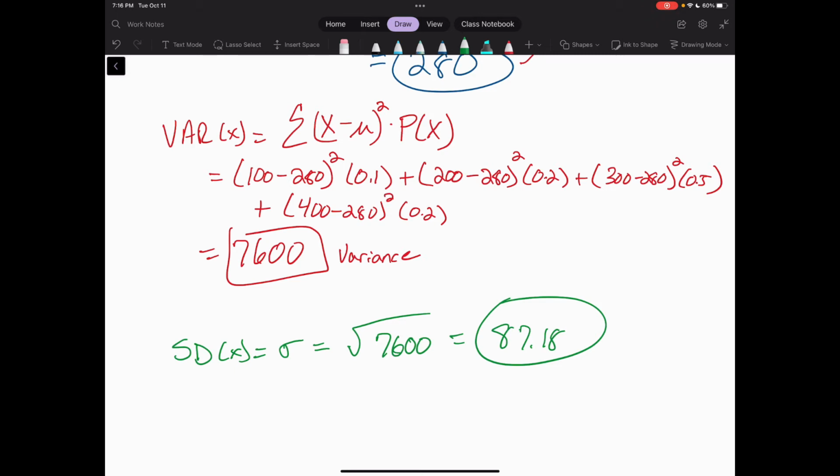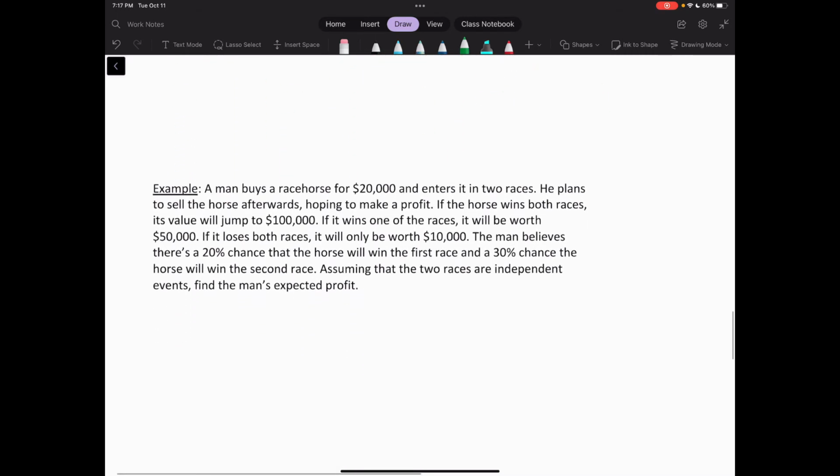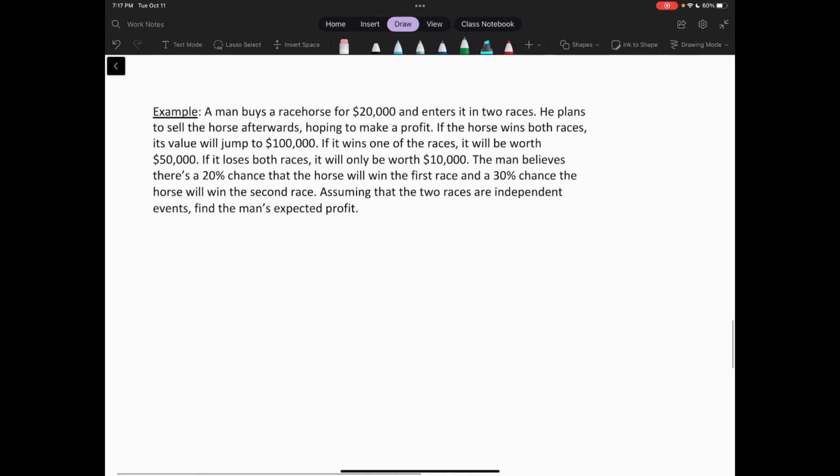Okay, so I hope that shows you how to calculate both the mean, which is the expected value, and the variance and standard deviation of a discrete random variable. Last, let's get into a quick little example application of this, and then we'll be done.